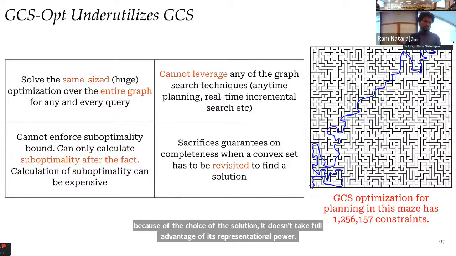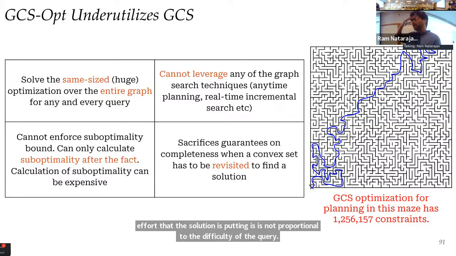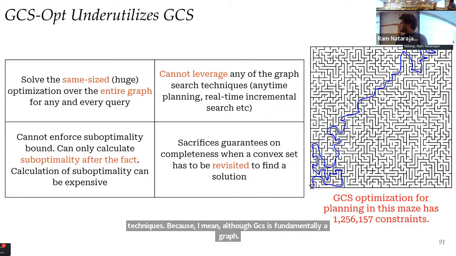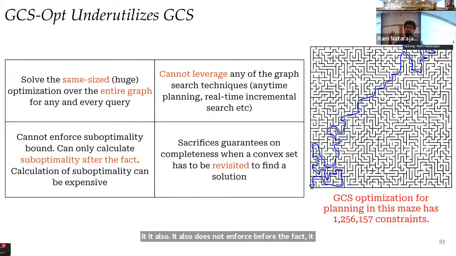GCS opt solves the same sized problem over the entire graph for every query. Basically, this means that the effort the solution is putting in is not proportional to the difficulty of the query. And it cannot take advantage of the graph search techniques because, although GCS is fundamentally a graph, it's solving using an optimization method, so it cannot take advantage of many of these search techniques that we have. It also does not enforce suboptimality before the fact. It can only calculate after the fact. This can be very useful when you're trying to speed up search for just finding satisfying solutions, right? And we also see an example where completeness might be sacrificed.